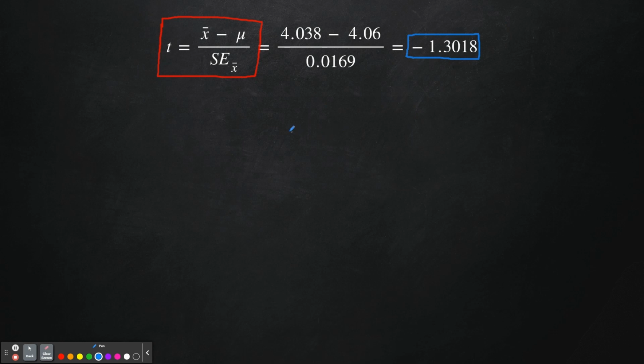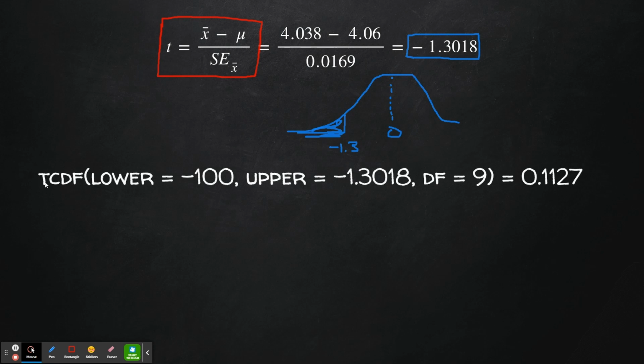1.3018. Now, on our t distribution here, the mean, just like with our z's, is 0. And we found this negative 1.3 and some change test statistic. So this area over here is going to be part of our p-value. To find that area, we're going to use t-CDF. Just like we had a normal CDF, now we have a t-CDF.